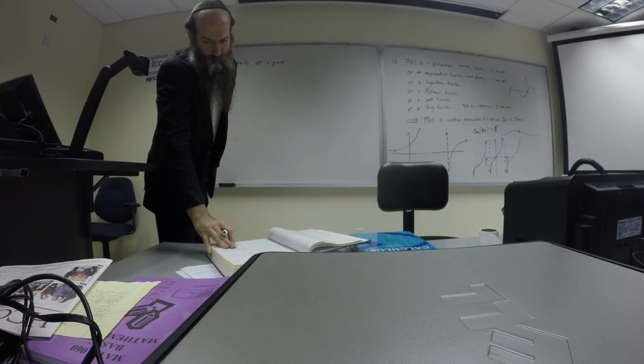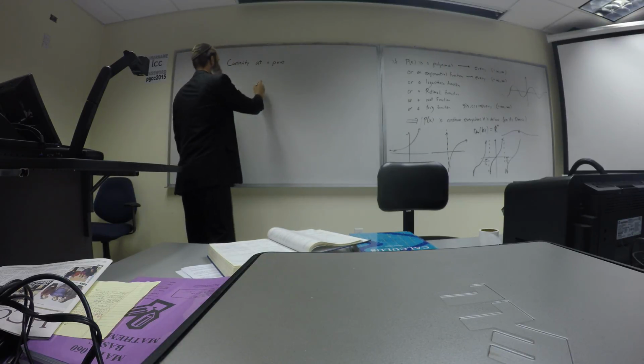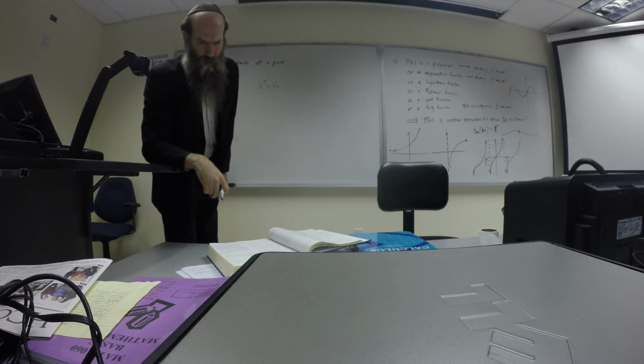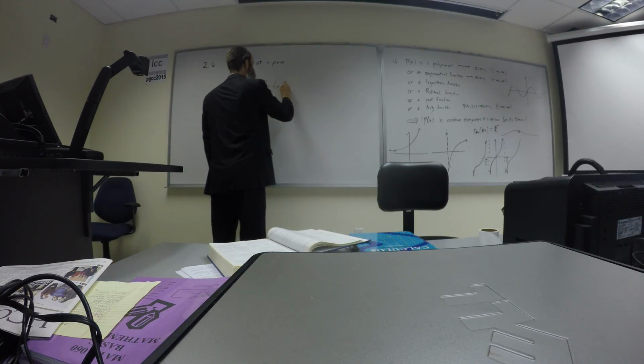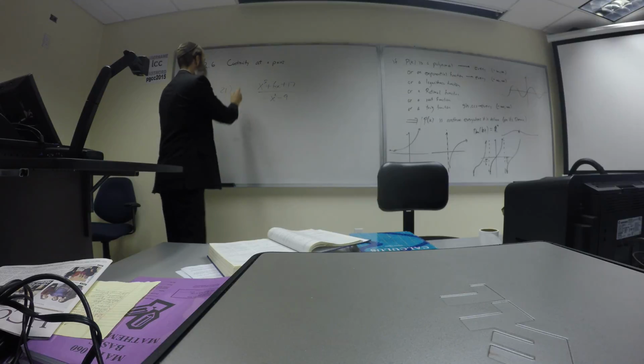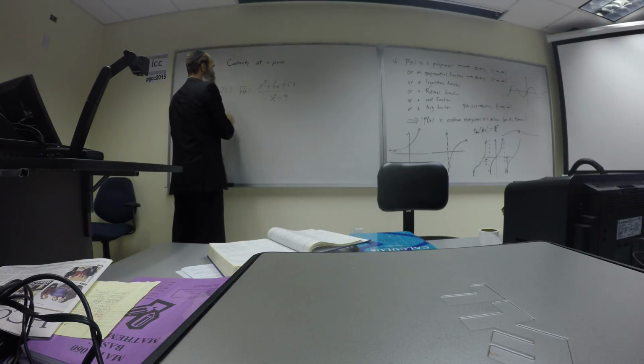Find the intervals of continuity. x to the 5th plus 6x plus 17 over x squared minus 9. All right, that's our function. Where is this thing continuous?